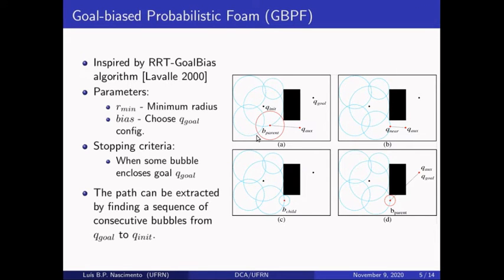For each iteration, a random auxiliary configuration QAUX is sampled to find the new parent bubble. The GBPF performs an exhaustive search looking for the nearest bubble from the auxiliary configuration. On the surface of this bubble, a new child bubble can be expanded, and the center of this bubble will be the nearest configuration between the auxiliary configuration and the surface of the parent bubble. Finally, the configuration QAUX has a chance to be sampled on the goal configuration, and all steps are repeated normally.